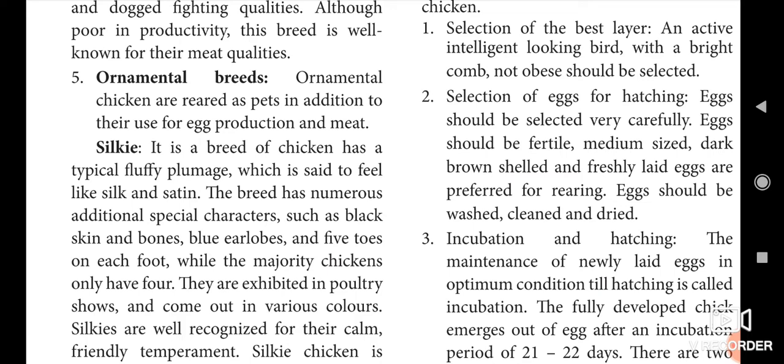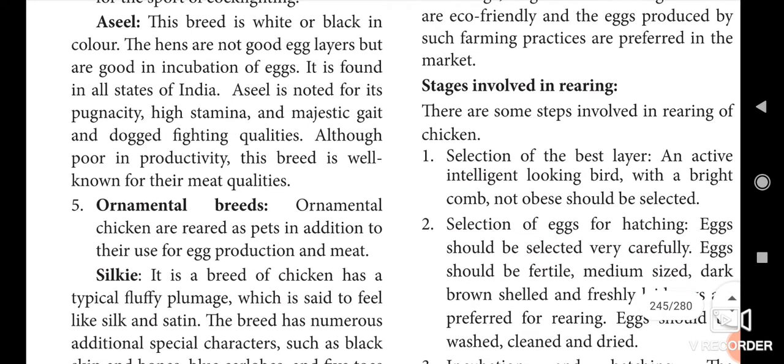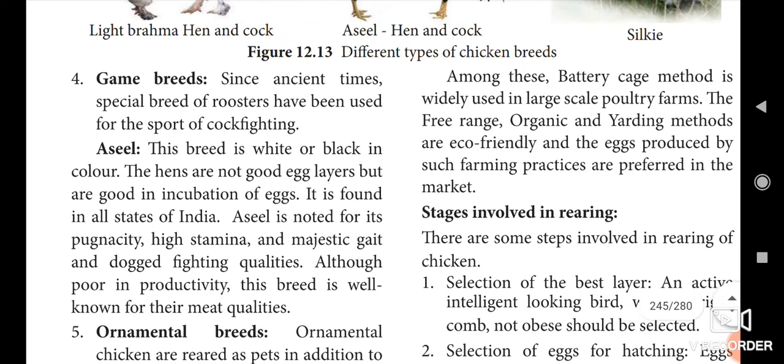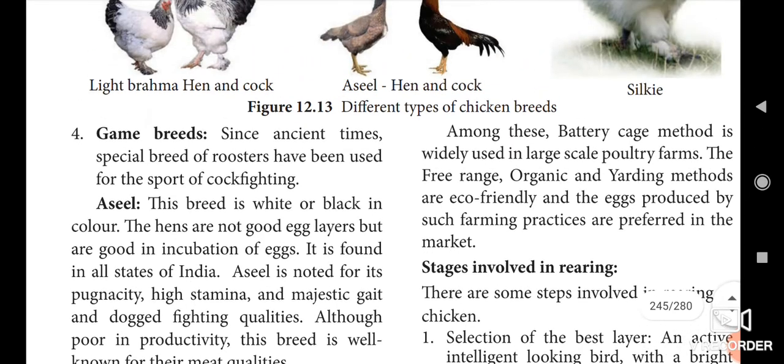Then what are the examples for egg layers? Leghorn and Chittagong are examples for egg layer. Here the Leghorn originated in Italy and Chittagong originated in West Bengal. Next, broiler type. What is the example for broiler type? White Plymouth Rock. This white Plymouth Rock is an American breed.